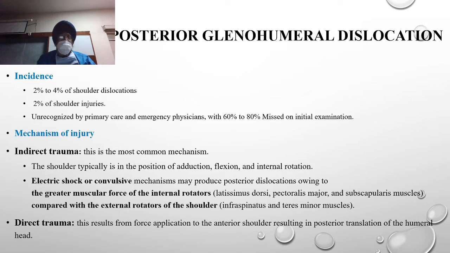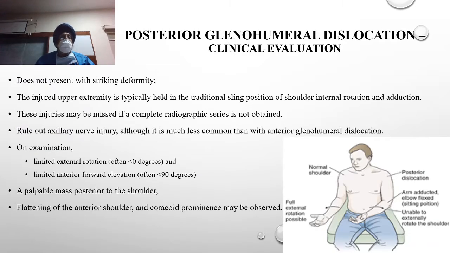Direct trauma results from force applied to the anterior shoulder, resulting in posterior translation of the humeral head. Clinical evaluation: the patient does not present with striking deformity. The injured upper extremity is typically held in the traditional sling position of the shoulder, internal rotation and adduction. These injuries may be missed if a complete radiograph series is not obtained.